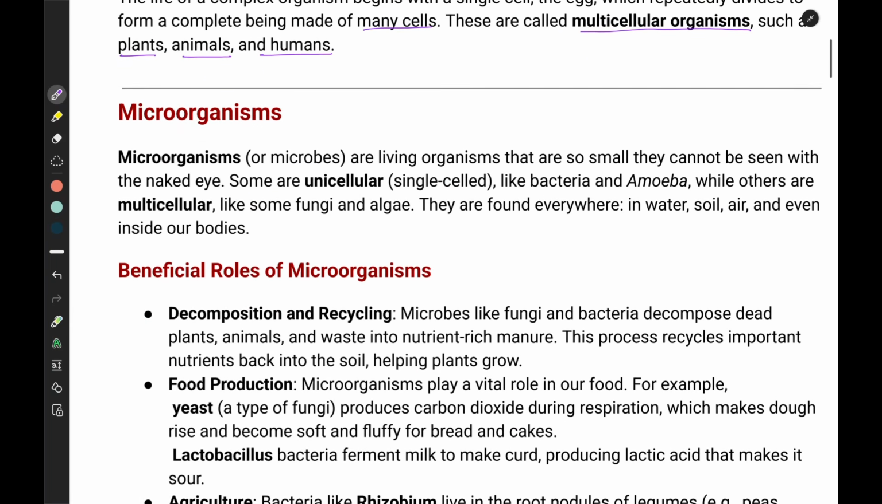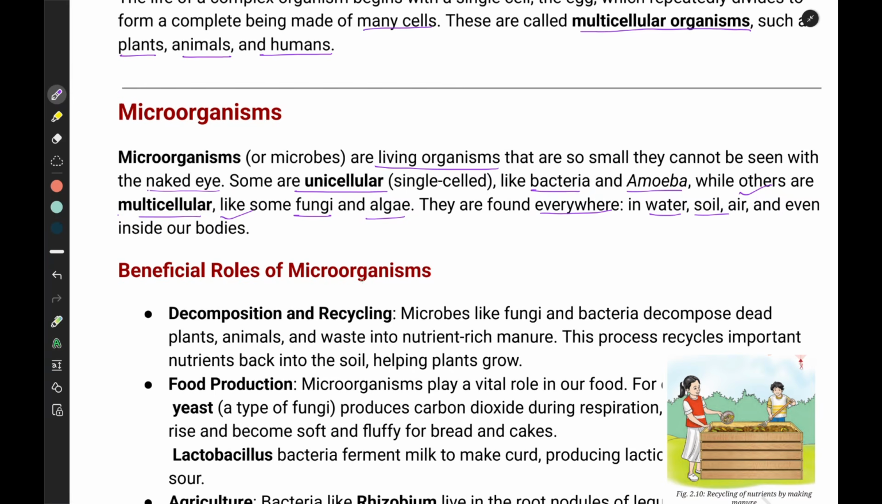Microorganisms. Microorganisms, or microbes, are living organisms that are so small they cannot be seen with the naked eye. Some are unicellular, single-celled, like bacteria and amoeba, while others are multicellular, like some fungi and algae. They are found everywhere, in water, soil, air, and even inside our bodies.